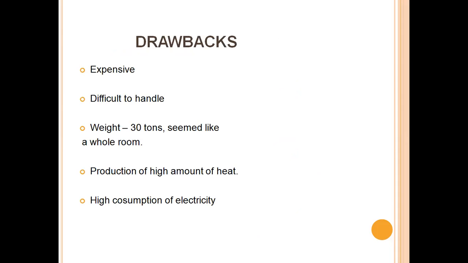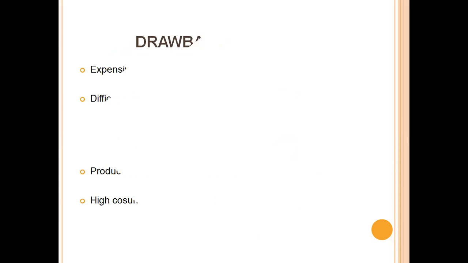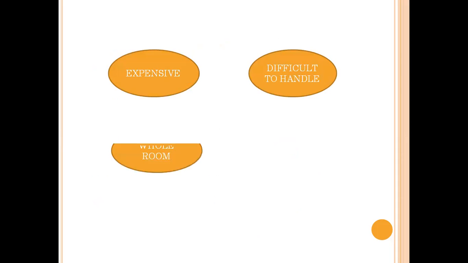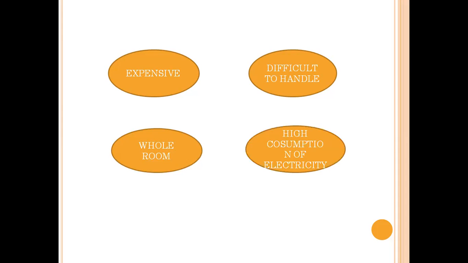Drawbacks of first generation of computer. They were very expensive. Their weight was so high, so they were large in size and difficult to handle. Their weight was 30 tons, so it seemed like a whole room. They consumed a high amount of electricity and generated a high amount of heat.